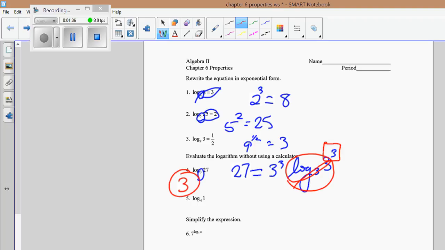Now, 5 is kind of like a trick question. You need to know this. What do you need to know? Well, you need to know that the log of 1 is always 0. But why? Why is the log of 1 always 0?